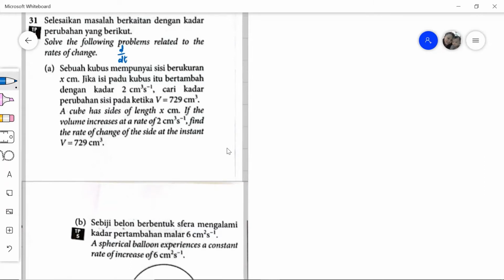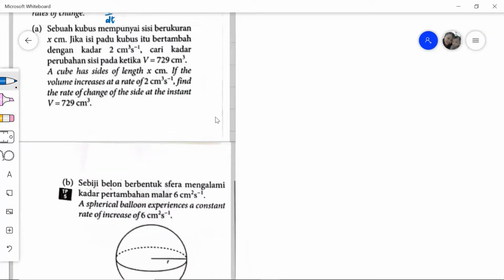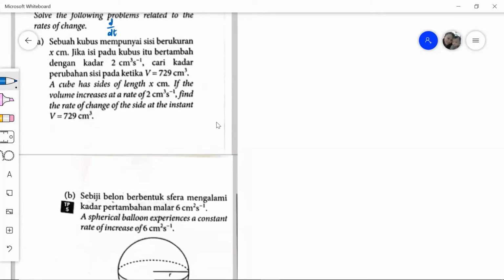So a cube has sides of x cm. The information that we have is that the volume increases at this rate. So let's write down, we have dV by dt. The rate of change in terms of volume is 2 cm cubed per second. We have to find the rate of change of the side. Since the side is x cm, we're going to find dx by dt. This is the one that we need to find at the instant when V equals 729.